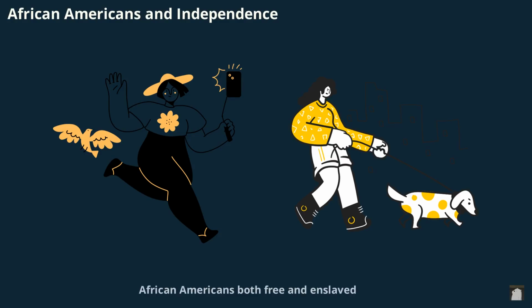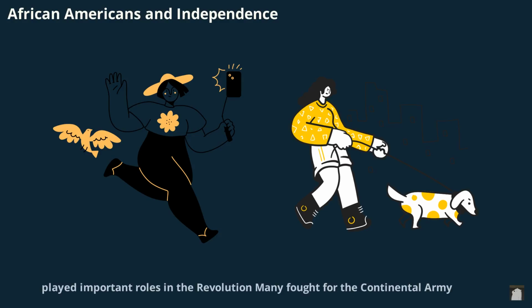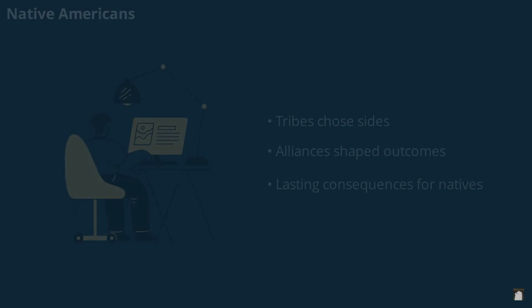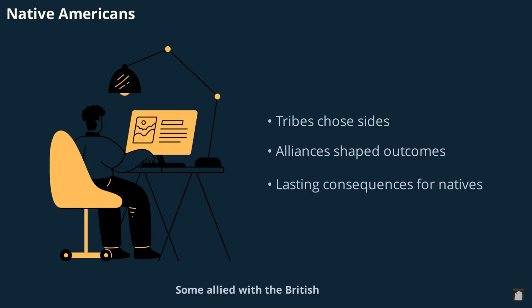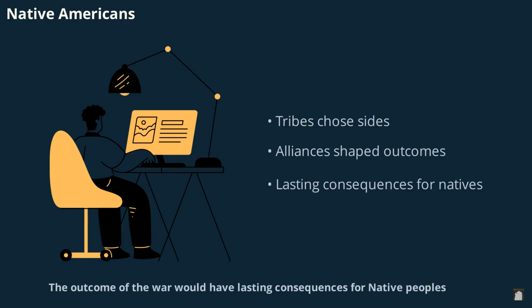African Americans, both free and enslaved, played important roles in the Revolution. Many fought for the Continental Army, hoping that independence would lead to greater freedom. The struggle for equality, however, would continue long after the war ended. Native American tribes faced difficult choices during the Revolution. Some allied with the British, hoping to protect their lands from colonial expansion, while others supported the Americans. The outcome of the war would have lasting consequences for Native peoples.